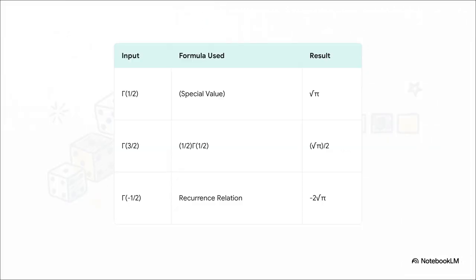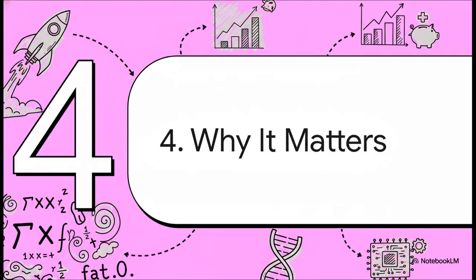And once we know that one amazing fact, that gamma of 1/2 is the square root of pi, we can use our master key, that recurrence relation, to unlock a whole universe of other values. So to find gamma of 3/2, which is the answer to our original 1/2 factorial question, we just follow the rule. It's 1/2 times gamma of 1/2, which gives us the square root of pi divided by 2. Simple as that.